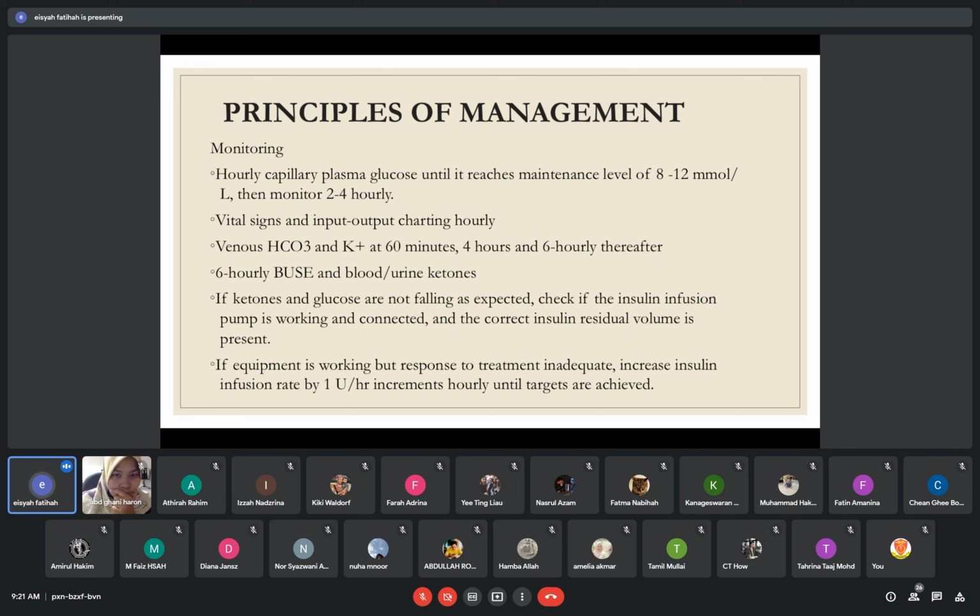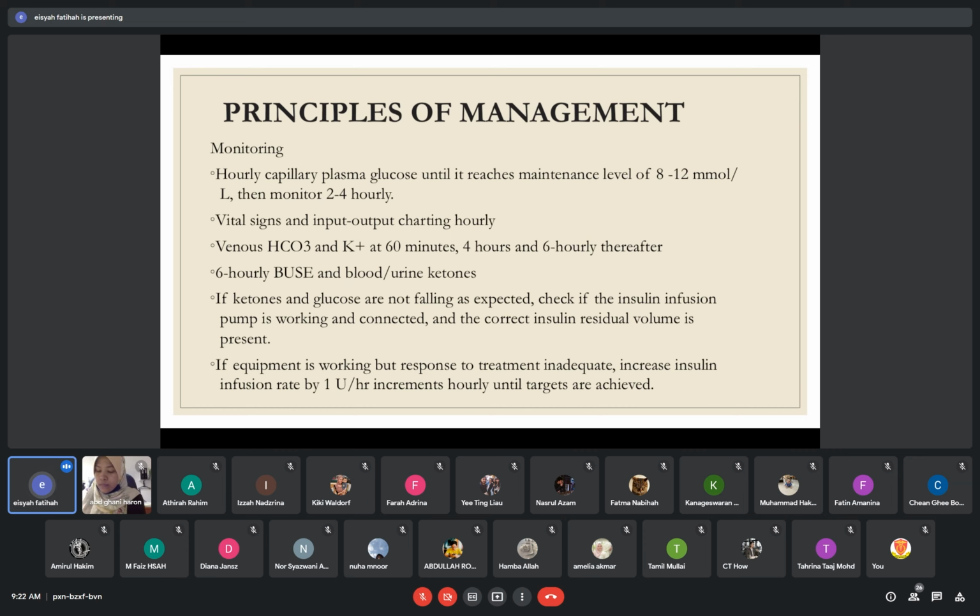Okay, then we need to monitor DXT hourly until it reaches the maintenance level, as mentioned, 8 to 12 millimoles per liter. Then we can monitor 2 to 4 hourly. Vital signs and input-output charting hourly. And then we can repeat the venous bicarb and potassium at 60 minutes, 4 hours and 6 hours, which is from the VBG.